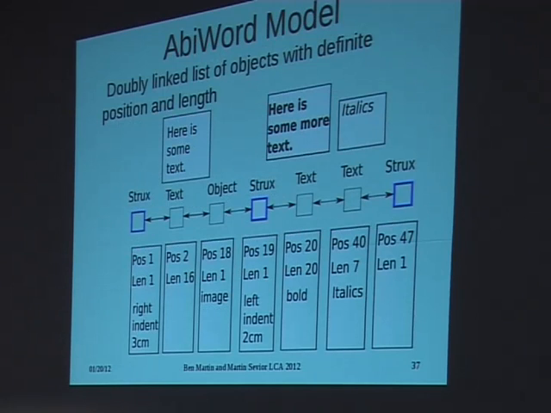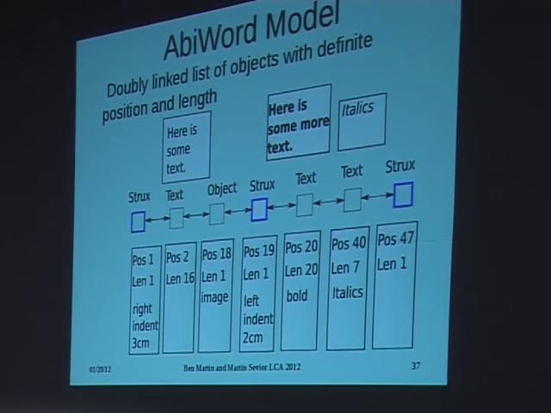Okay, so Ben talked a little bit about the Abiword document model, and it's essentially a series of linked lists, a doubly linked list of objects. And these objects are things that we call structures. These are things like paragraphs, tables, start and end points of frames and the like. Then we have blobs of text separated between these, and all of these have locations within this document.